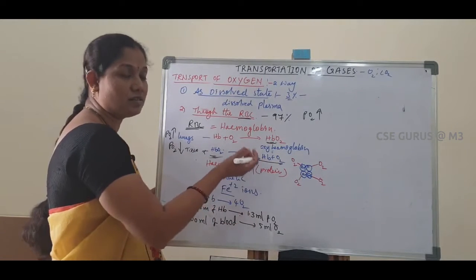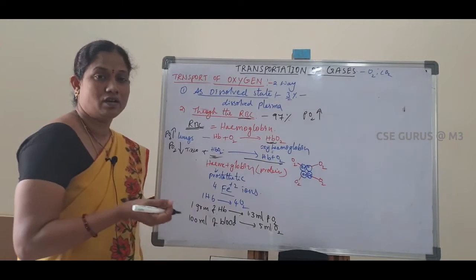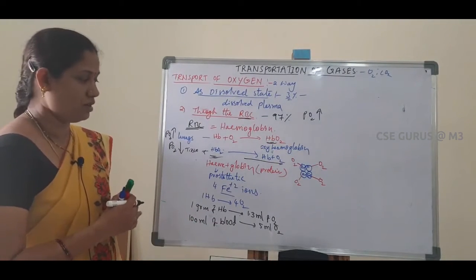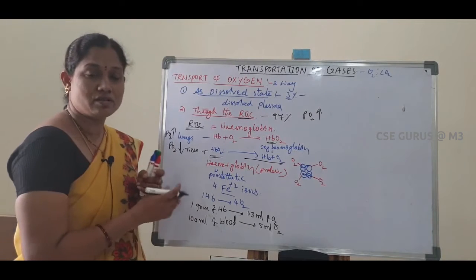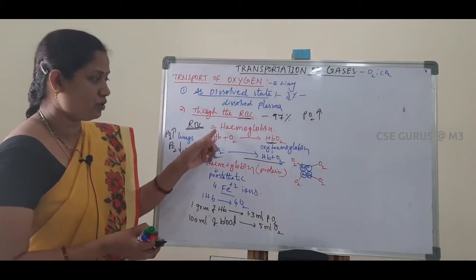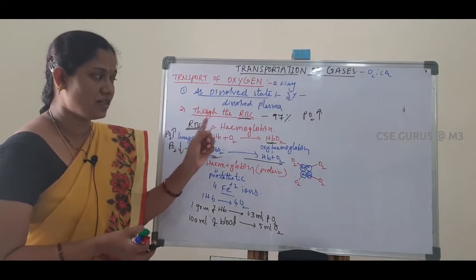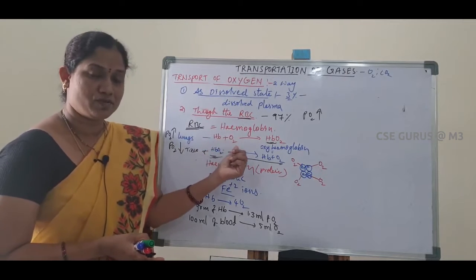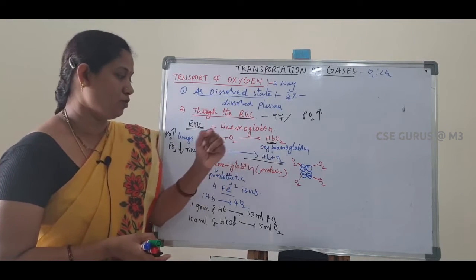So as a result, that oxygen is utilized for the cells' activity purpose. So okay, this is about hemoglobin. RBC contains a respiratory pigment that is called hemoglobin. Hemoglobin binds with oxygen to form oxyhemoglobin.